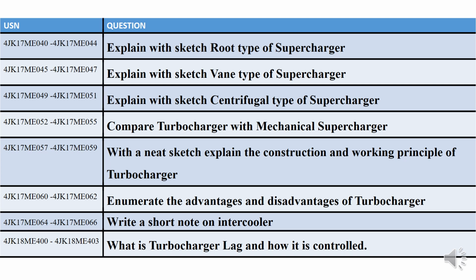Next, 40 to 44: root type supercharger. 45 to 47: vane type. 49 to 51: centrifugal type of supercharger. 52 to 55: compare turbocharger with mechanical supercharger. 57 to 59: with a neat sketch explain the construction and working of turbocharger. 60 to 62: advantages and disadvantages of turbocharger. 64 to 67: short note on intercooler, and diploma students write a note on turbocharger lag and how it can be controlled. Okay, so these are the questions, submit within the time. Okay, thank you.